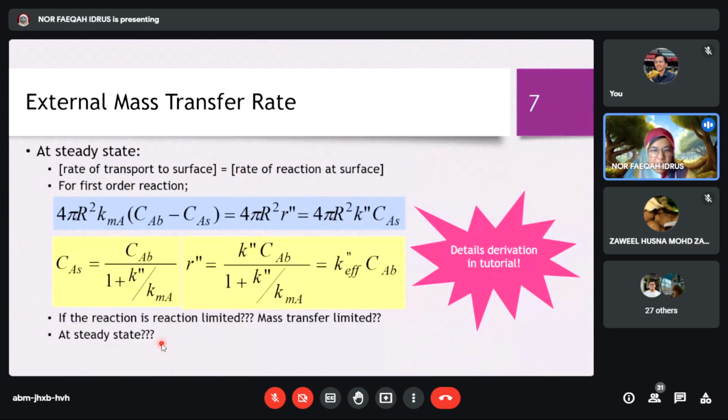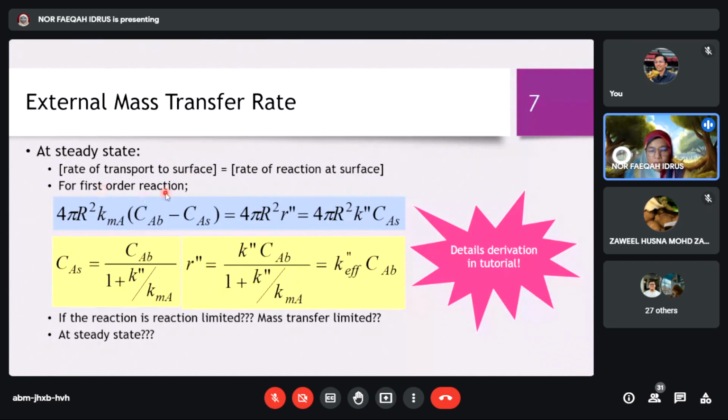So at steady state, the rate of transport to the surface, the rate of mass transfer, okay, the mass transfer rate is equal to the rate of reaction at the surface. The reaction rate that you usually write, negative r_A equal to k C_A, to produce the product. So mass transfer equals the rate of reaction. So this is what happens at steady state.